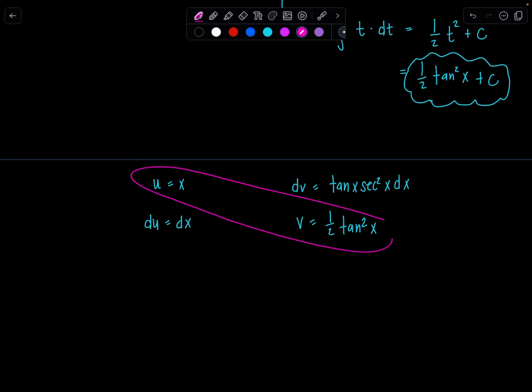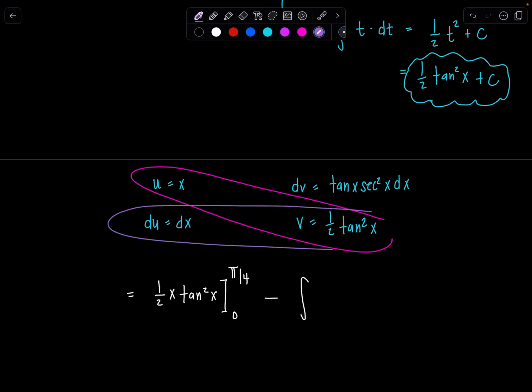So we have uv. Now remember, this was a definite integral. So when I write u times v, I'm going to write 1/2 x tan squared x, and then you need to put these brackets here to remind yourself that's already anti-differentiated, but it needs to be evaluated from 0 to pi over 4. And then we have minus integral v du. So we have this product right here, v du. Again, let's take that 1/2 outside. I'm going to have 0 to pi over 4, and then this is just tan squared x dx.